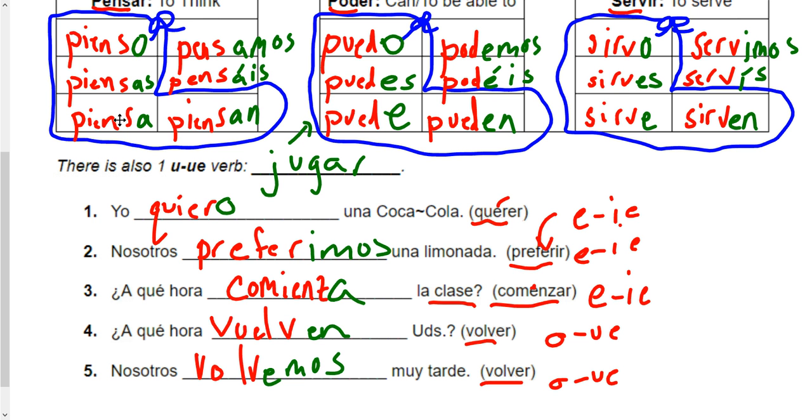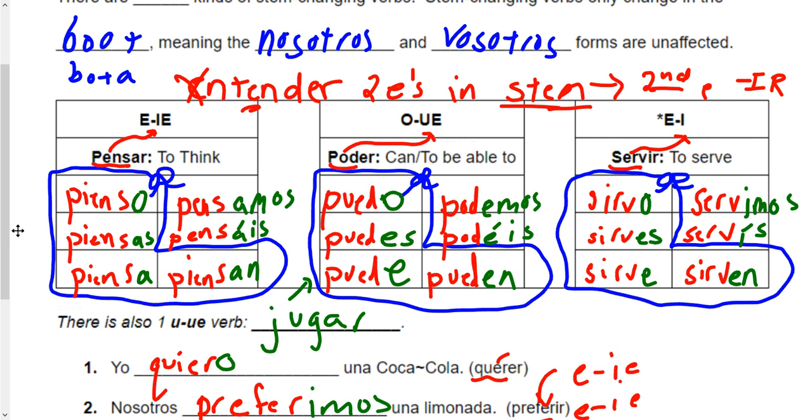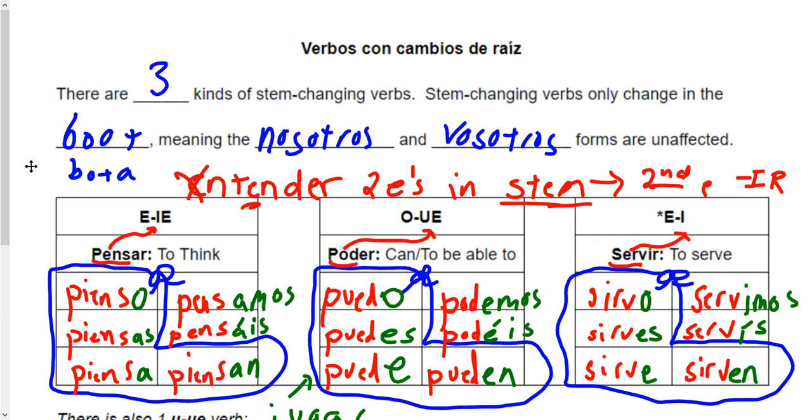Hopefully, this review sharpened your brain on how to do stem changing verbs. Si tienes preguntas, pregúntame. If you have questions, ask me. Otherwise, buena suerte. Adiós.